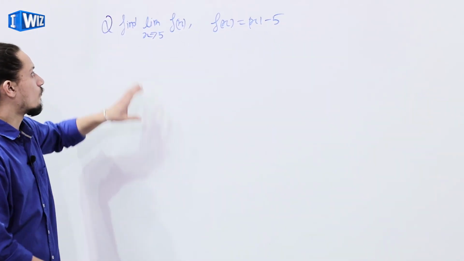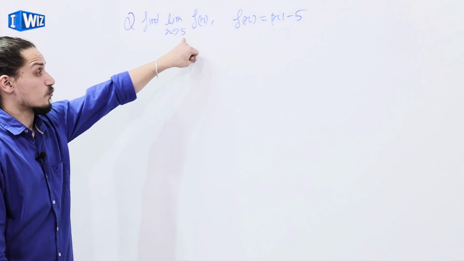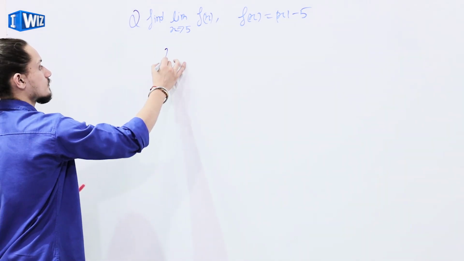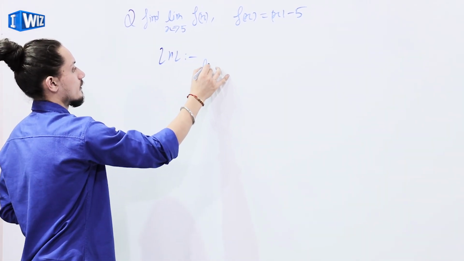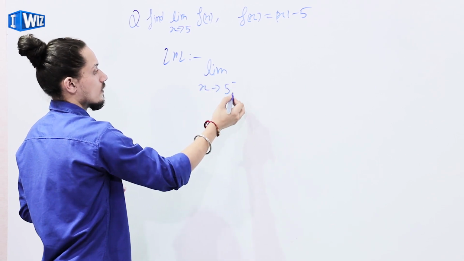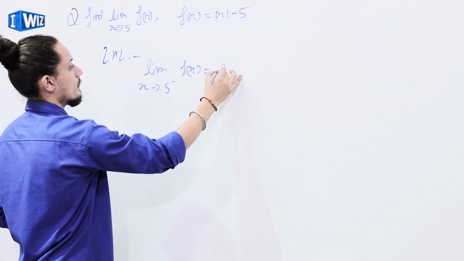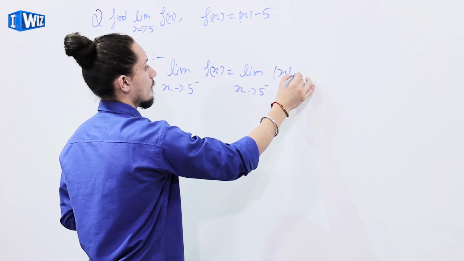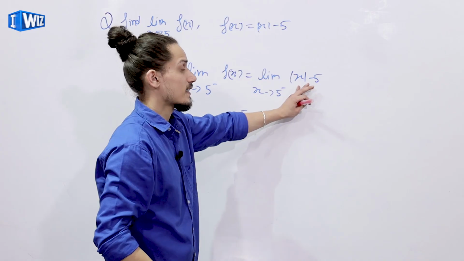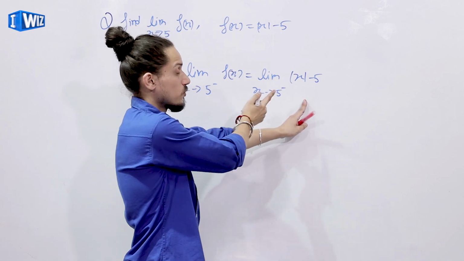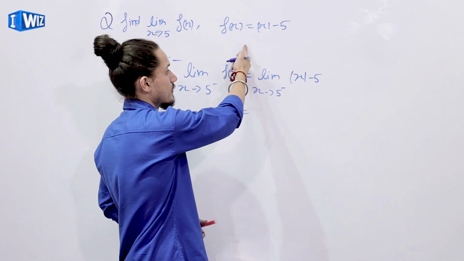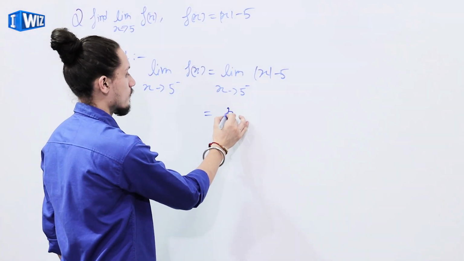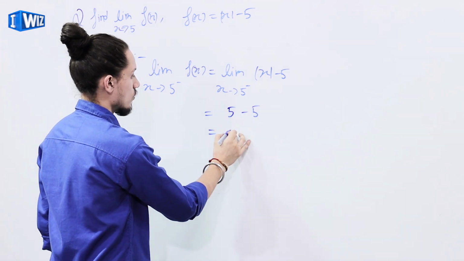Now in this example we have to find the limit of f of x as x approaches 5, where f of x is equal to modulus of x minus 5. So left hand limit in this case is limit x approaches to 5 negative of f of x, which is equal to limit x approaches to 5 negative of x mod minus 5, which is equal to, now modulus of x in this case will be positive both times, because we don't consider the negative sign here, since the numbers before 5 are 2, 3, 4, something like that, so the negative sign will not come. So we get 5 minus 5, which is equal to 0.